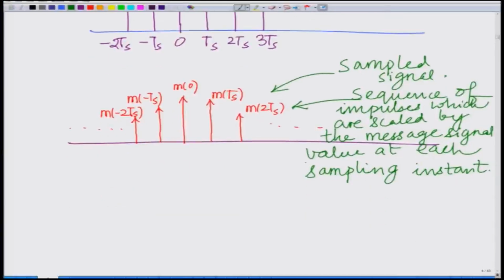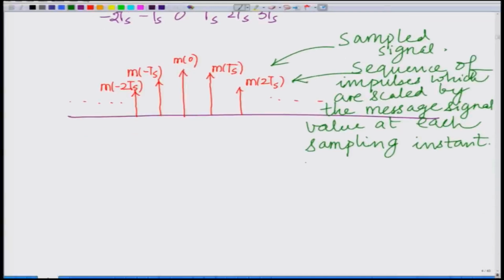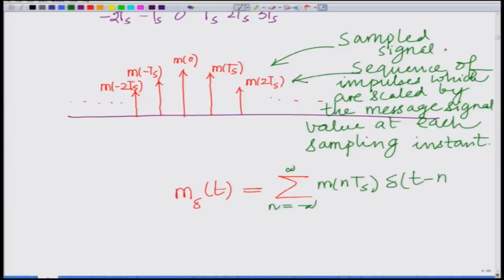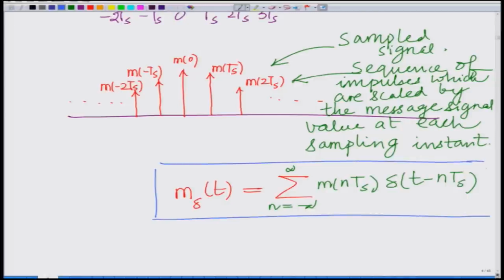So, we have this sampled signal, that is your m delta, given by this expression. Remember, m delta t equals summation n equal to minus infinity to infinity m of n Ts delta t minus n Ts. This is the sampled signal that we obtain.